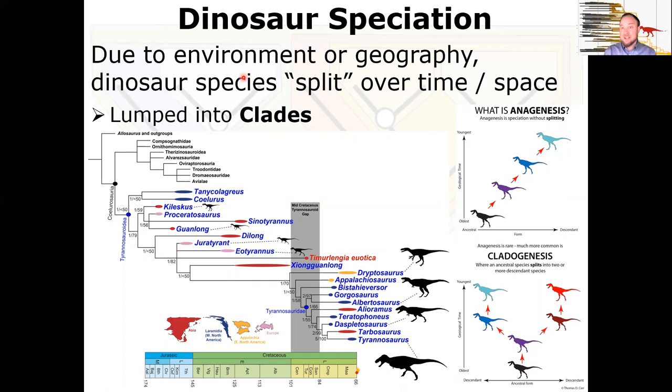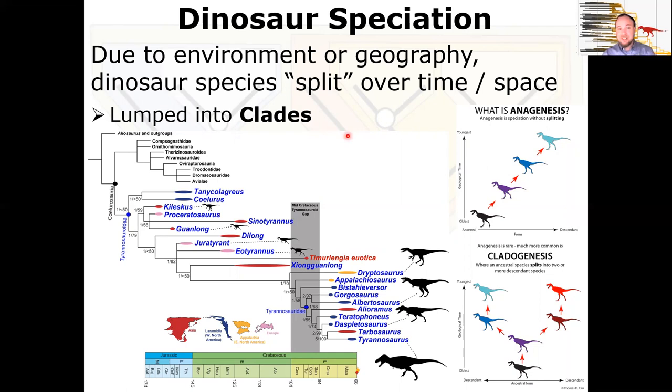Again, remember that not all dinosaurs lived at the same time, and not all dinosaurs lived in the same place. Certain dinosaurs were restricted to certain continents or certain areas of continents, and certain dinosaurs lived in the Jurassic, certain lived in the Cretaceous, certain lived in the Triassic, all throughout the Mesozoic. They lived at different times and different places. And we now have the job of trying to lump them into clades.